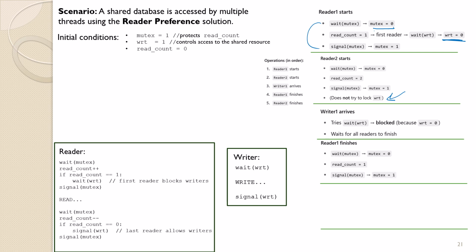So when reader 1 finishes, he changes read count to 1. When reader 2 finishes, reader 2 is the last reader. So finally, reader 2 is going to signal WRT. When it signals WRT, then the writer can proceed. So the writer does not get starved, but the writer does have to wait until both readers have started reading and finished reading before the writer can get in there. Obviously, that's because these are the first readers.